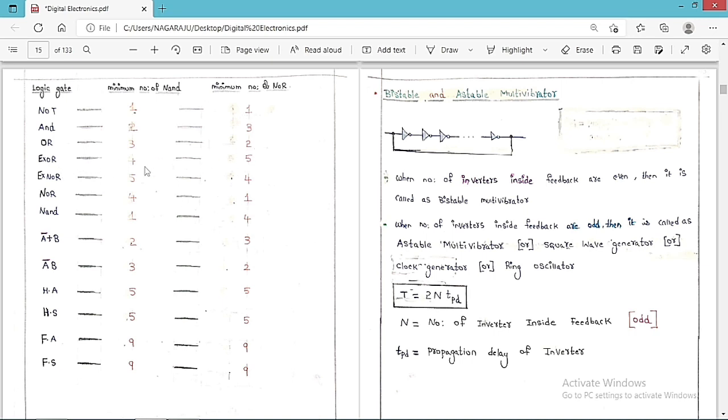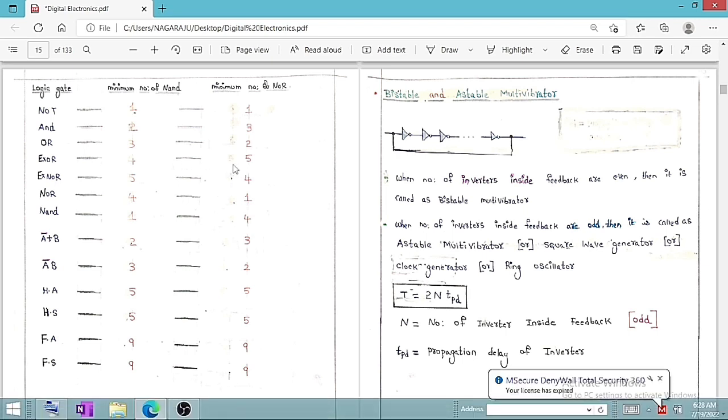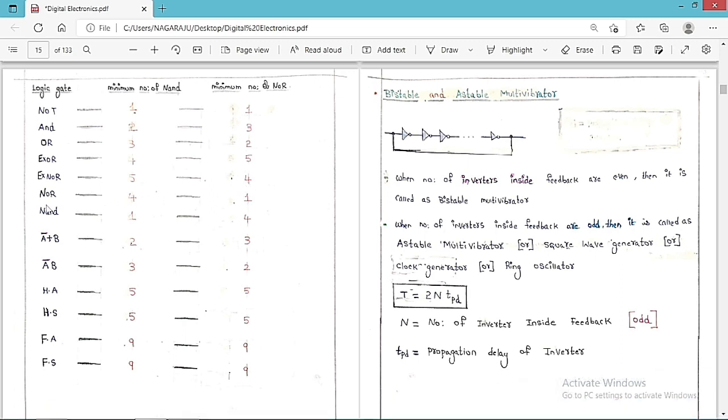And for XOR, we require 4 NAND gates and 5 NOR gates. To build the XNOR gate, we require 5 NAND gates and 4 NOR gates. To build the NOR gate, we require 4 NAND gates and 1 NOR gate. For the NAND gate, we require 1 NAND gate and 4 NOR gates.